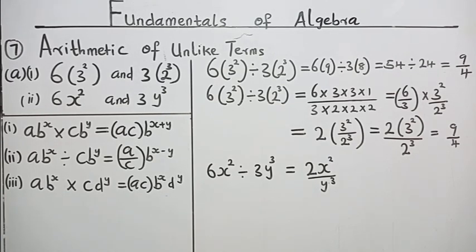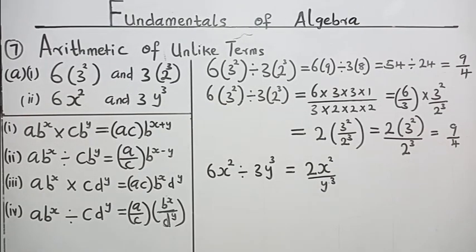Having observed this end result, let me write the law that appears to summarize the division of unlike terms in which the constants are different and the powers of the variables might be the same or different. Let me use this space for that summary. And here comes that summary, which is also a law. ab to the power x divided by cd to the power y is equal to a over c. See it here. Then bracket b to the power x over d to the power y.